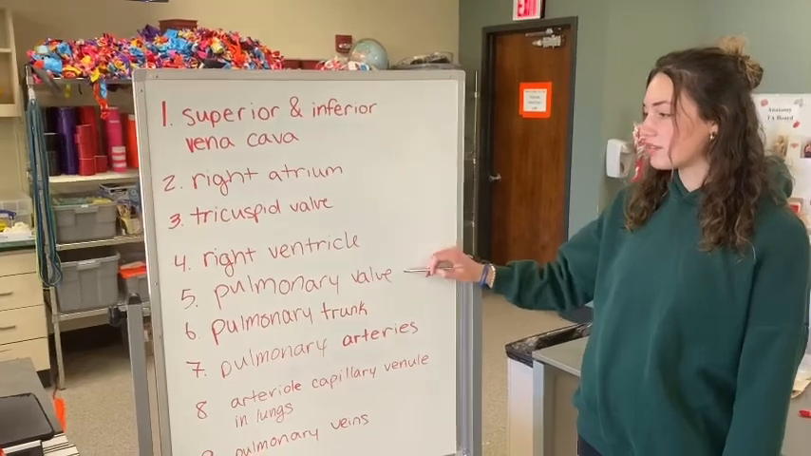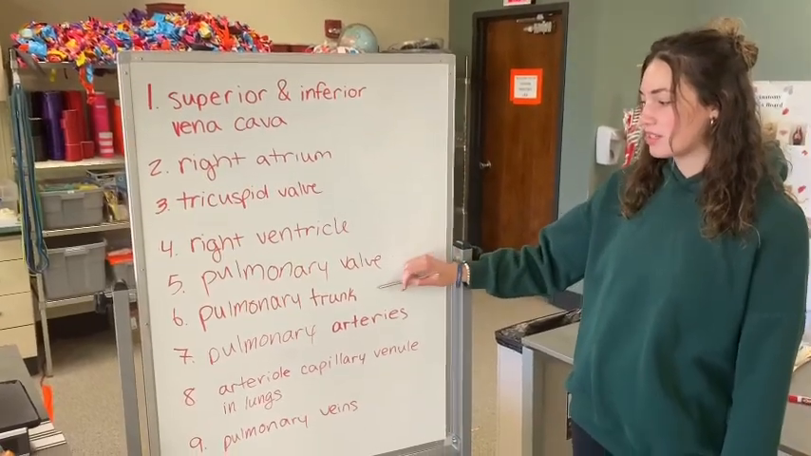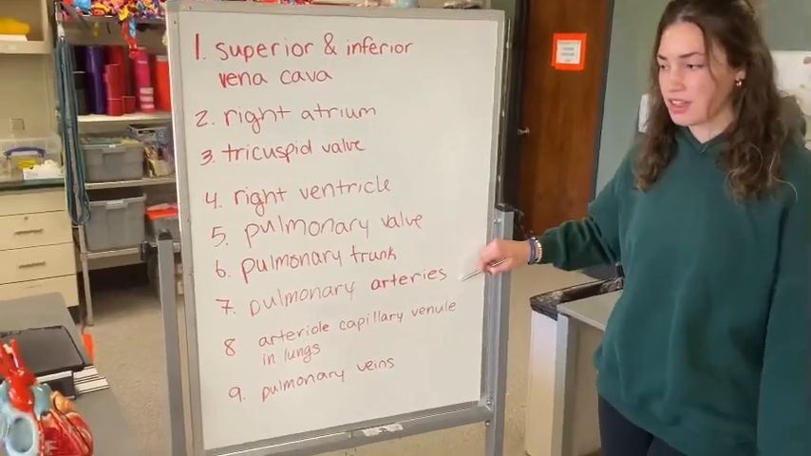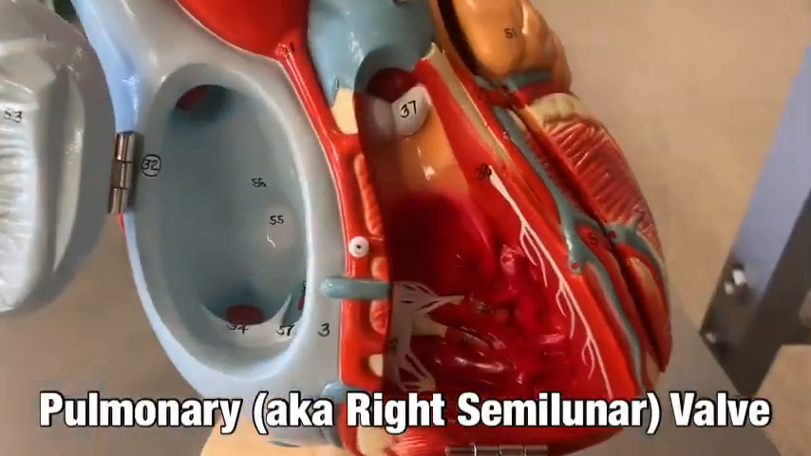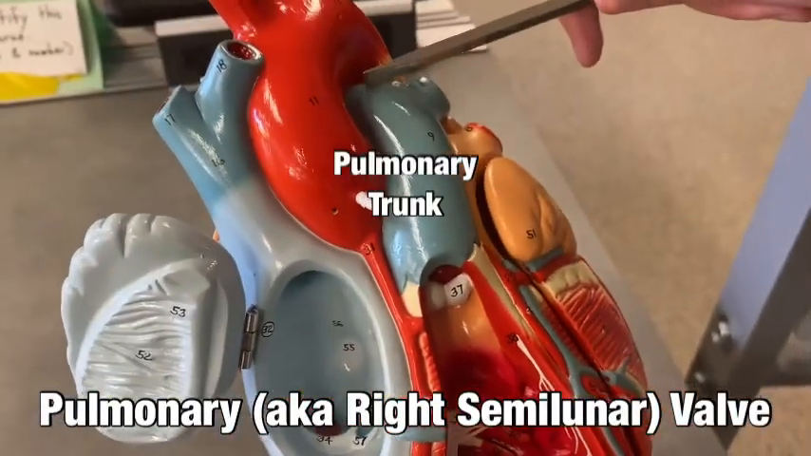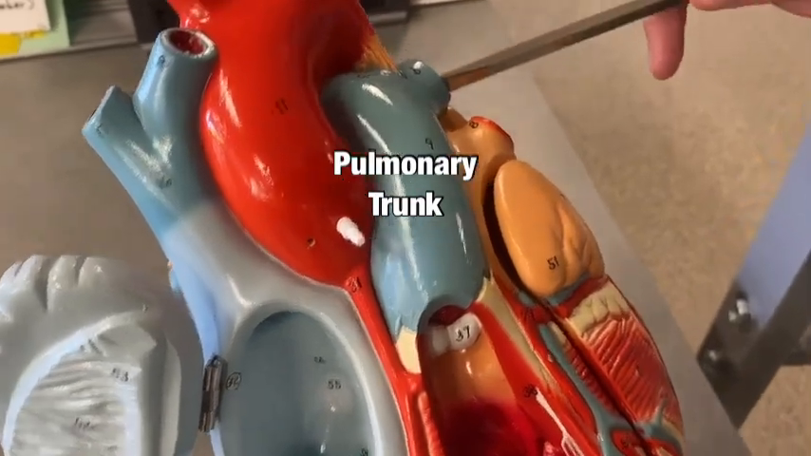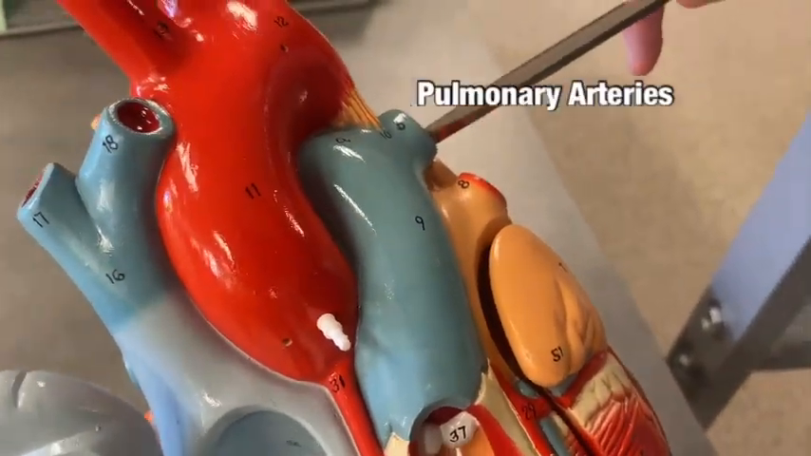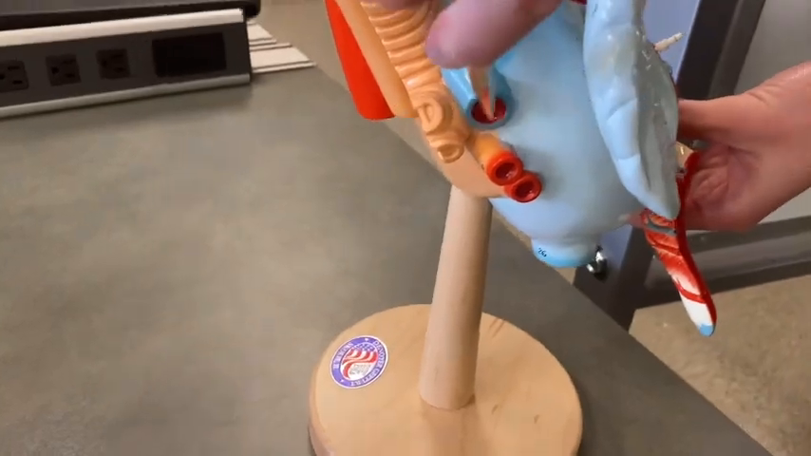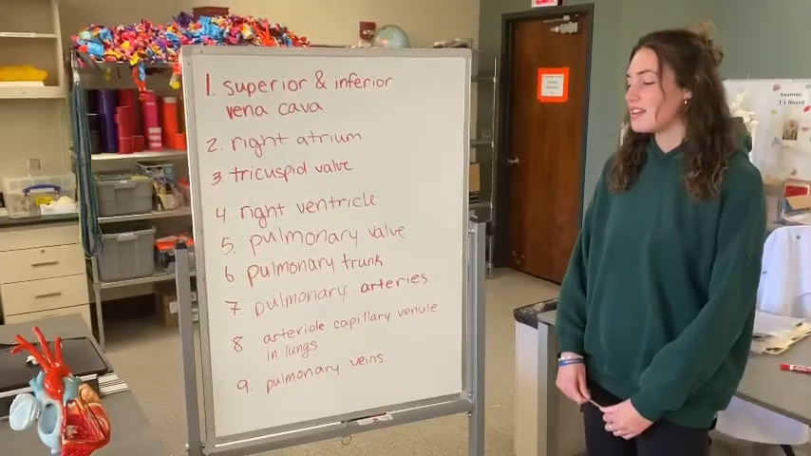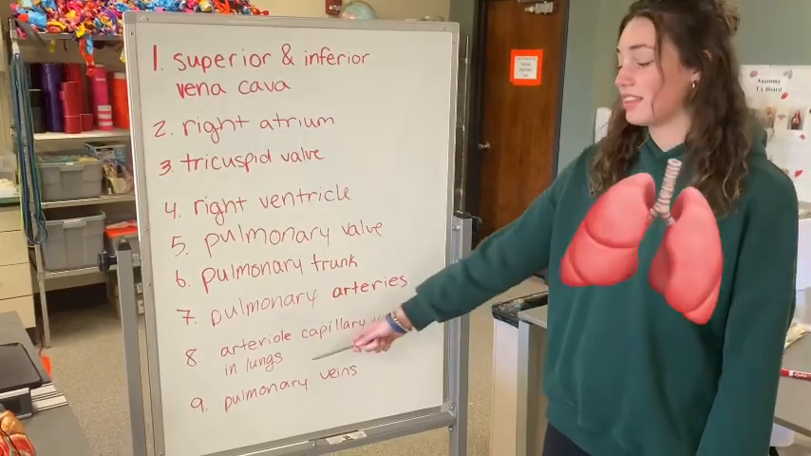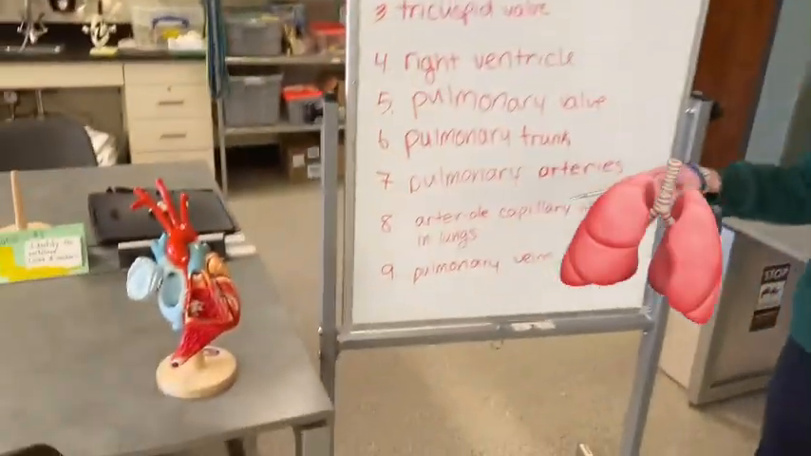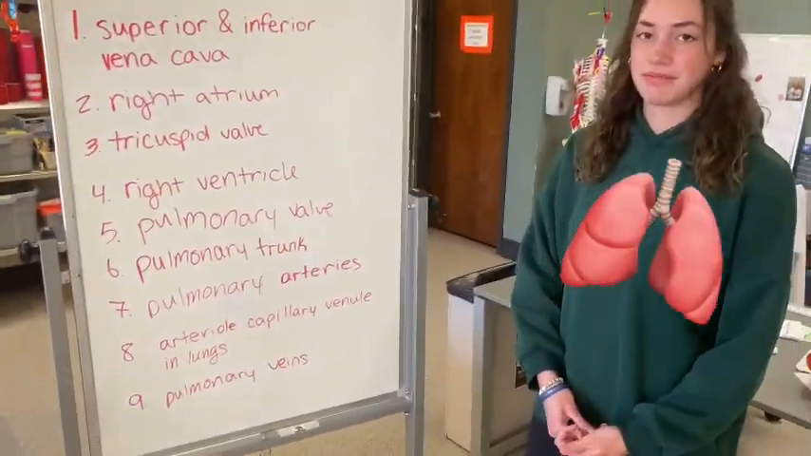Next, the blood is going to flow through the pulmonary valve into the pulmonary trunk and arteries. So here's the pulmonary valve up here. And then this large part is the pulmonary trunk, and it branches into a pulmonary artery here and one back here as well. Next it is going to flow into the arterial capillary venules in the lungs, but you can't see the lungs in our model, so we're going to bring in another one.